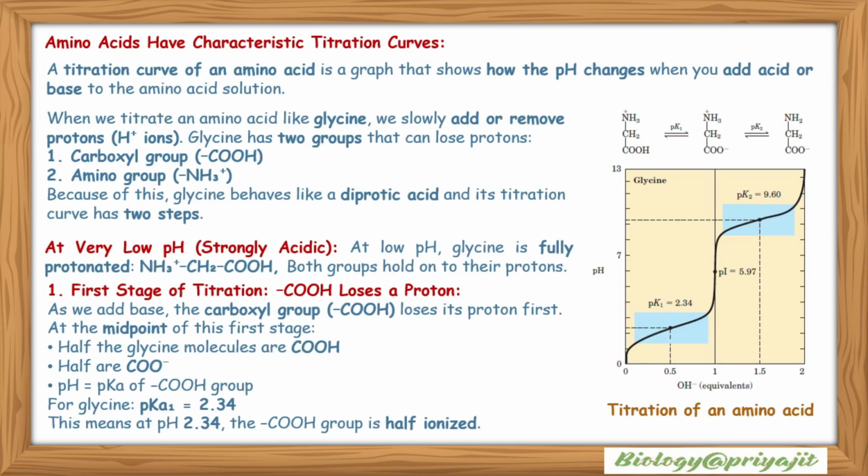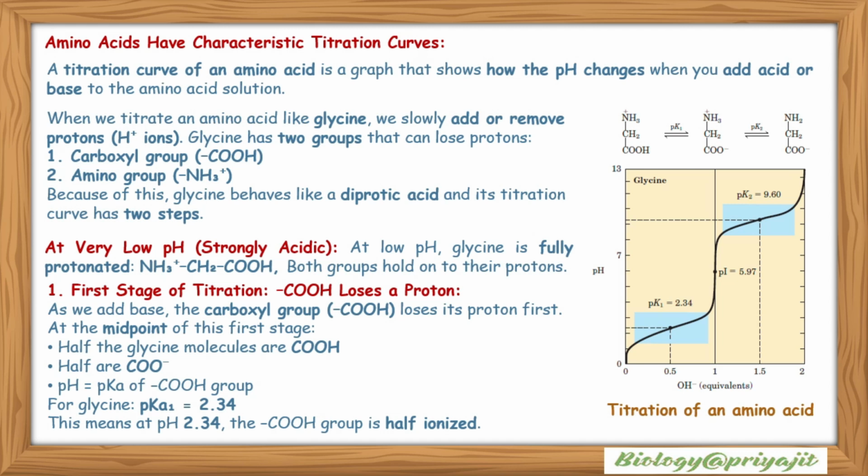Amino acids have characteristic titration curves. What do you mean by titration curve? A titration curve of an amino acid is a graph that shows the pH changes when you add acid or base to the amino acid solution.